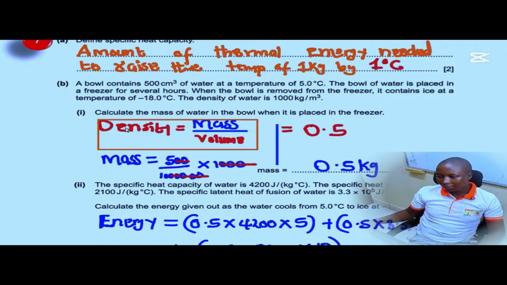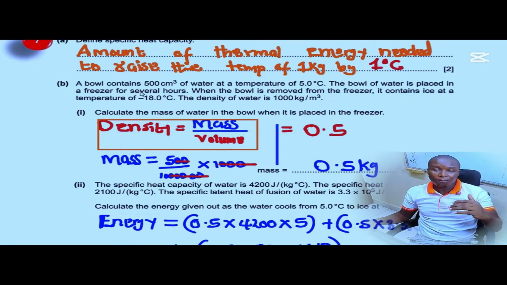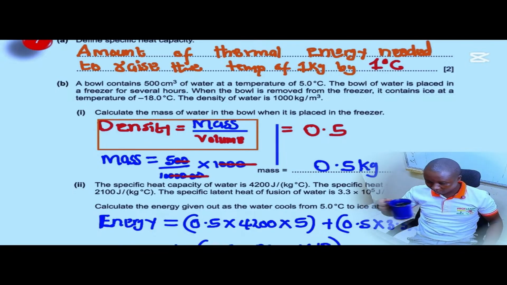So we are told that a bowl containing 500 cubic centimeters of water at a temperature of 5 degrees Celsius is placed in a freezer. So meaning the temperature will decrease from 5 degrees Celsius to 0. So which amount of thermal energy will be given out? It will be 0.5 times 4,200, which is the specific heat capacity of water, times the temperature change from 5 to 0. That amount of heat will be given out. Okay.